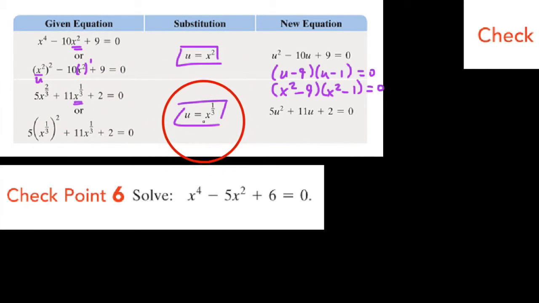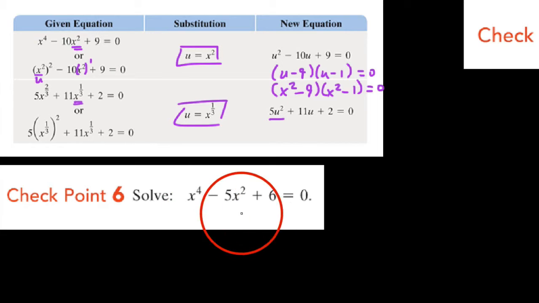So if u is the same thing as x to the 1/3, then we could really look at this 5x to the 2/3 as 5 times x to the 1/3 squared, or in other words, 5u squared. Plus 11, now x to the 1/3, that's u, so we say plus 11u plus 2, and this equals 0. And now we can just solve this like a polynomial equation. We'll set it equal to 0 and solve it by factoring.